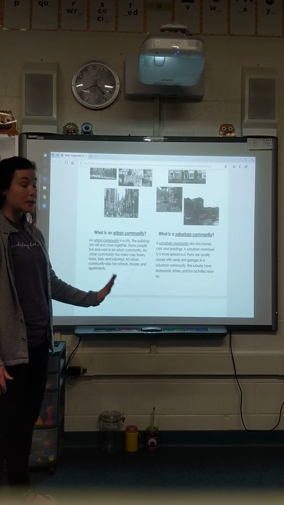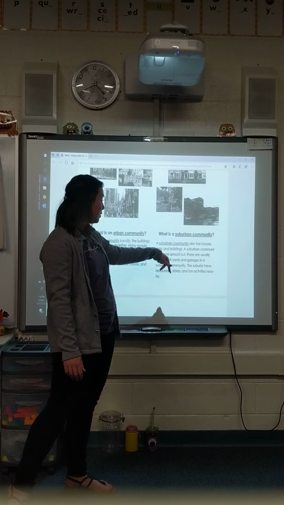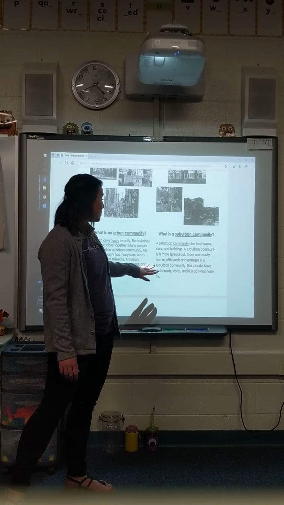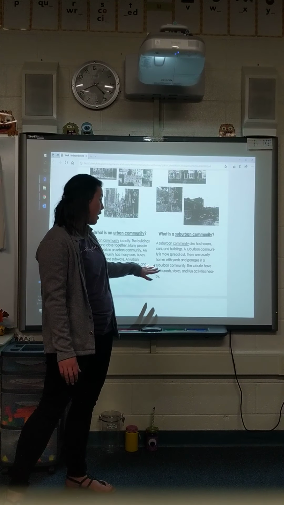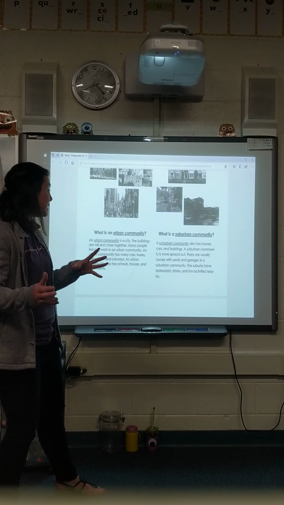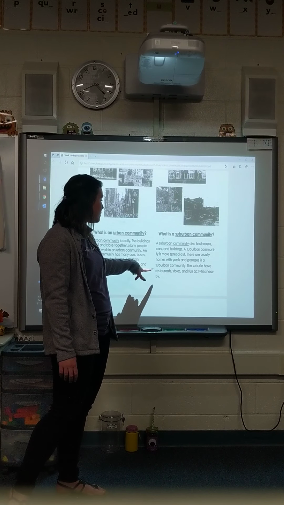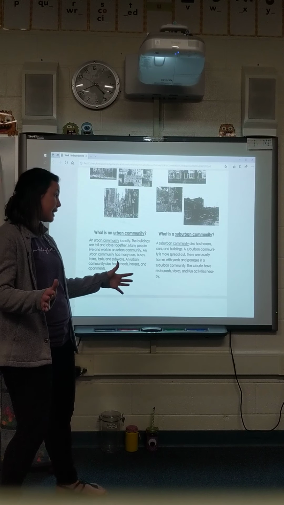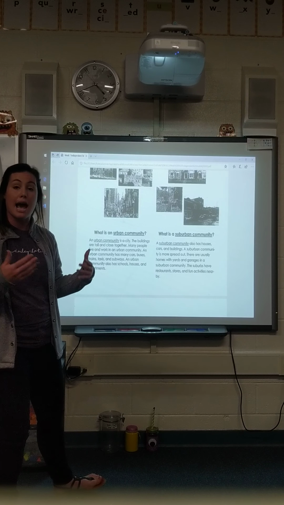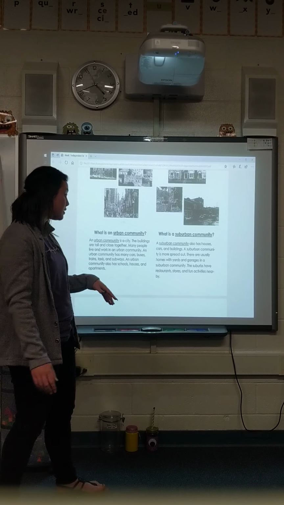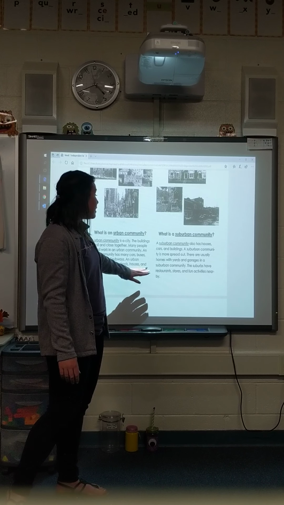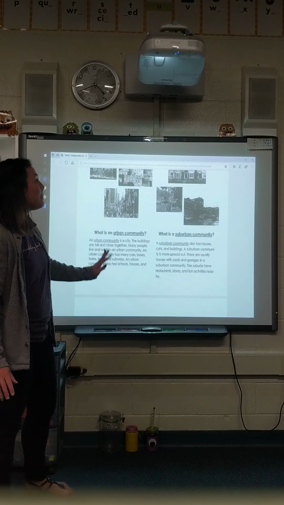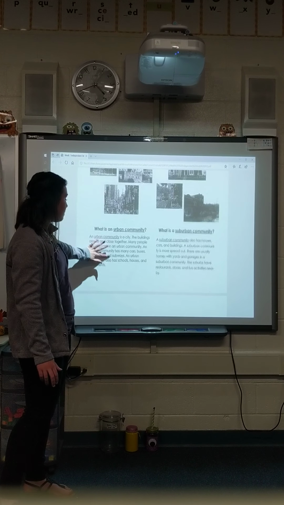Now I'm going to move on to suburban communities. What is a suburban community? A suburban community also has houses, cars, and buildings. A suburban community is more spread out, so it's not like a city where everything's close together. There are usually homes with yards and garages in a suburban community, and things have more space. Not like apartment buildings, there are houses that have their own yards, backyards, and front yards. The suburbs have restaurants, stores, and fun activities nearby, but maybe not as close as a city.